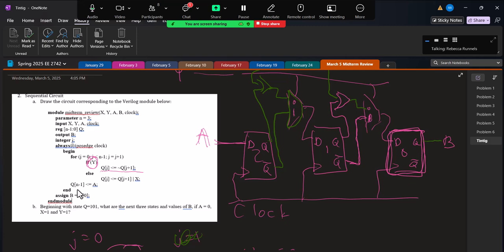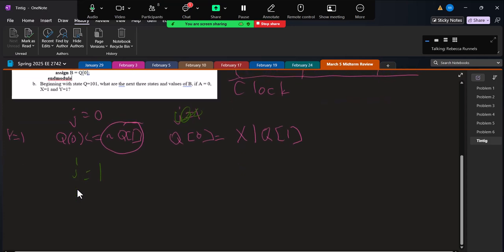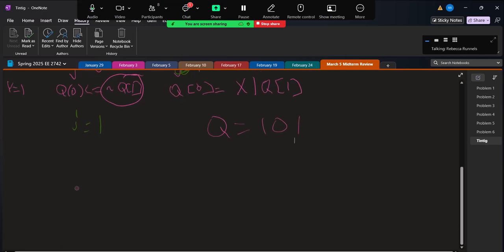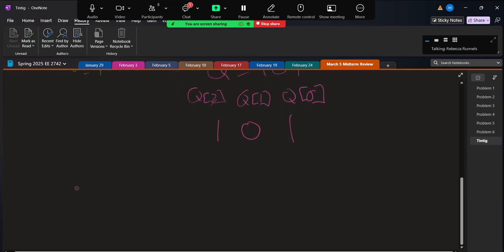And now we're going to use this circuit that we just drew, and say, all right, well, what if we have some particular values? What will our next values be? So it's saying that Q equals 1, 0, 1. What that means is, this is Q0, this is Q1, this is Q2. So when we start, those are our values.